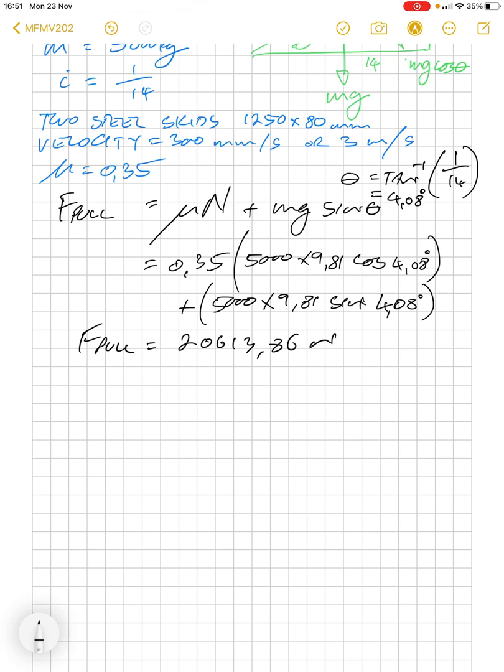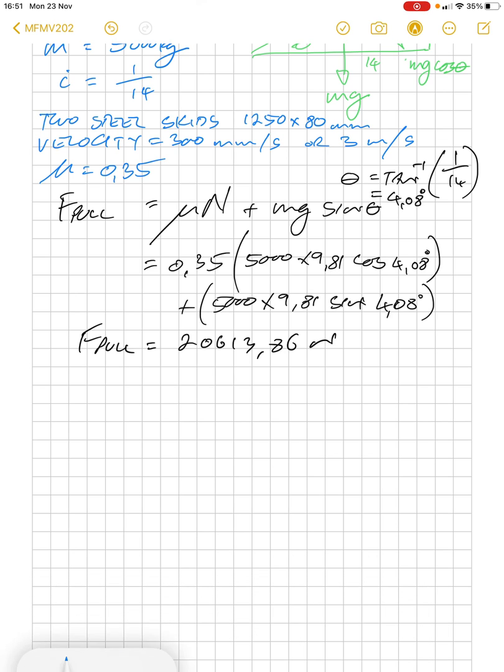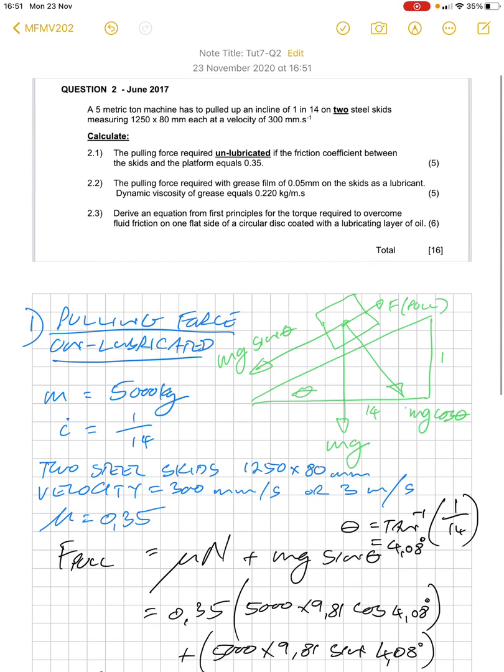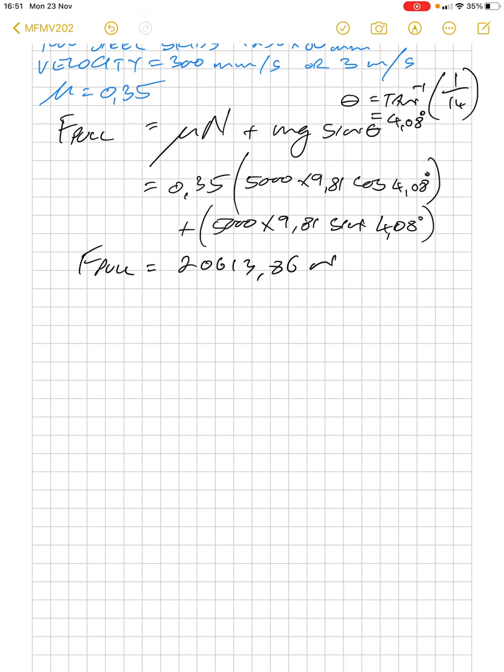So our second question is, what is the pulling force lubricated? And we have a film of 0.05 millimeters on the skids of grease acting as a lubricant. The dynamic viscosity of the grease equals 0.22 kilograms per meter second. So now we're going to compare the force required if you lubricate the skids. So that's number 2.